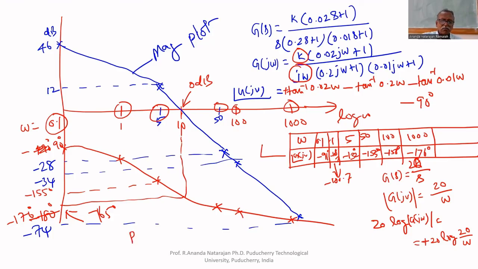Therefore, the phase margin equals 180 minus 165. That is equal to how much? 15 degrees. The phase margin is 15 degrees. If you insert a 15 degree phase shift in the feedback path, the system becomes on the verge of instability. Like that, we can find the gain margin. For this sum, the gain margin is infinity. I will explain why later. How to find the gain margin and phase margin, we'll see in the next class.